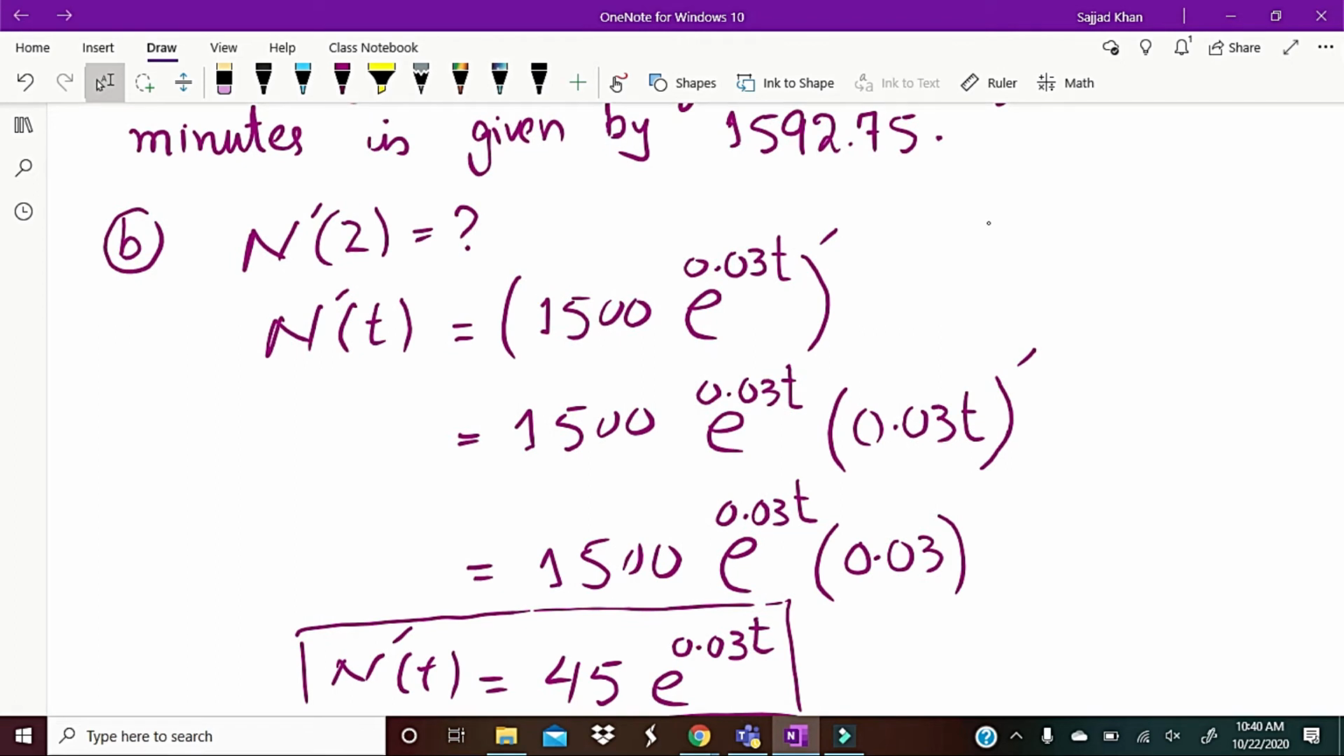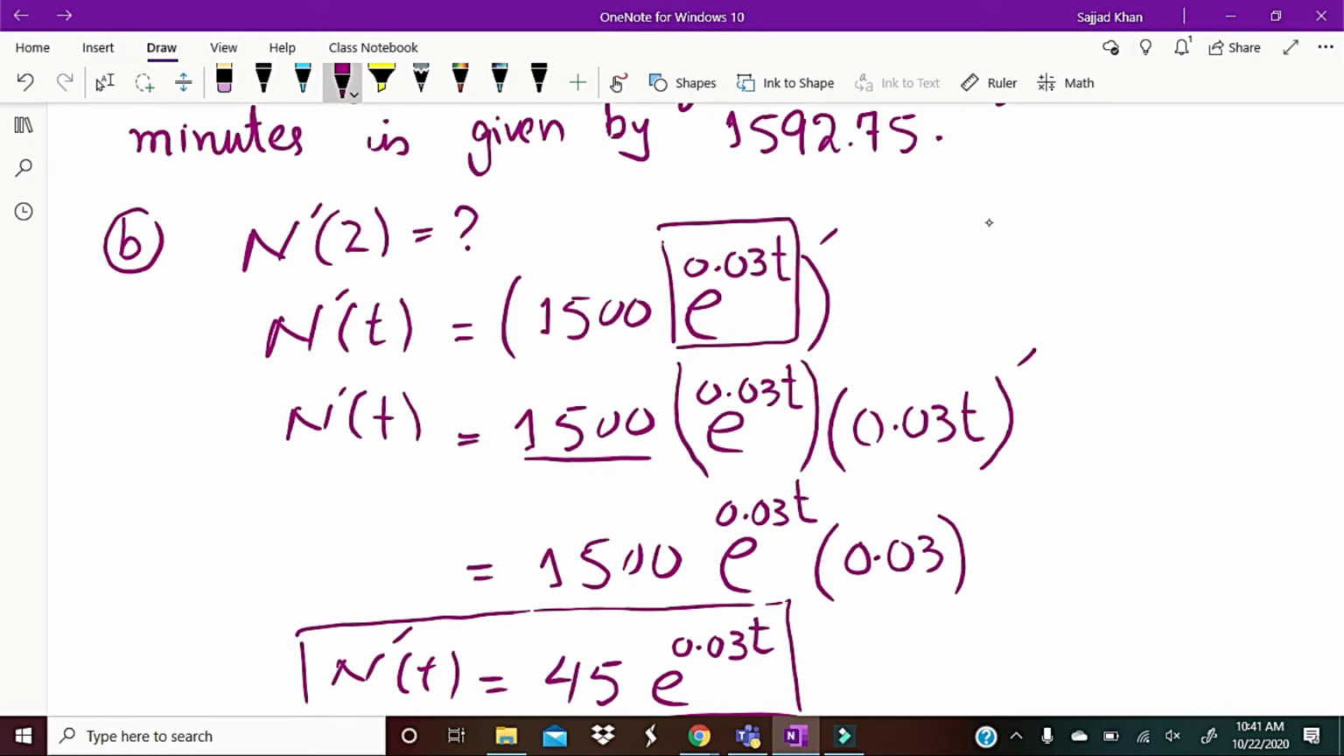The next thing is you have to find the derivative. Once we find the derivative of equation 1, we put the prime on both sides. We take the derivative of both sides, so we have N prime of t. 1500 comes as it is. The derivative of e to the power something is that you write down that function as it is, and then you multiply by the derivative of the power of e.